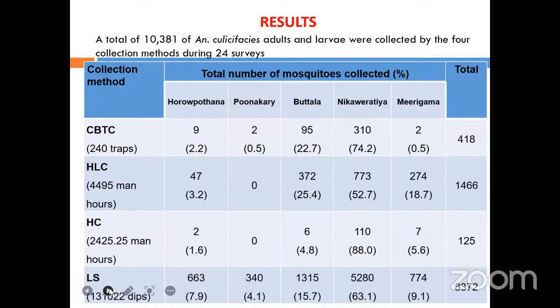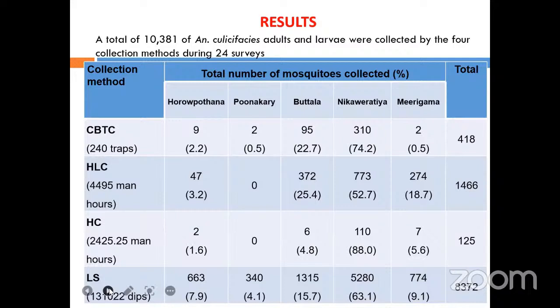Results. A total of 10,381 Anopheles culicifacies adults and larvae were collected by the 4 collection methods during the 24 surveys. It was noted that the highest number of culicifacies specimens were collected from the Nikawaretiya MOH located in the intermediate zone. In the Nikawaretiya site, the abundance percentage for CBTC was 74.2%, it was 52.7% for human landing catch, 88% for indoor hand collection and 63.1% for larval surveys.